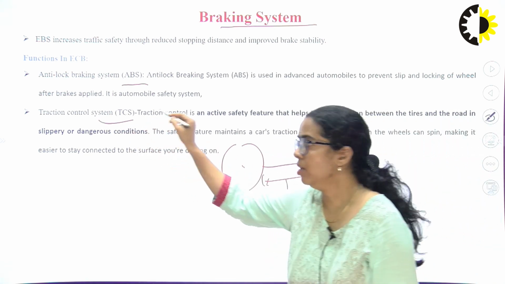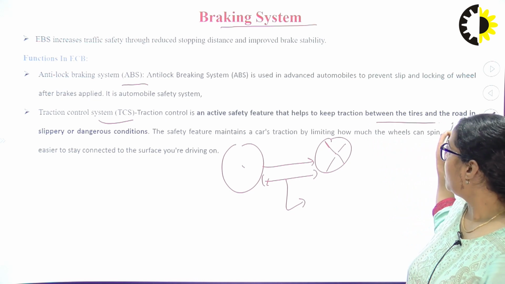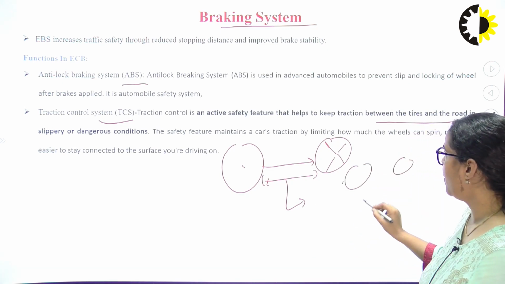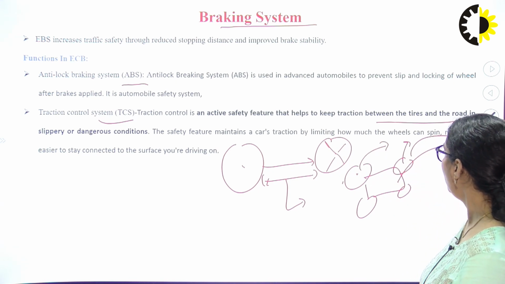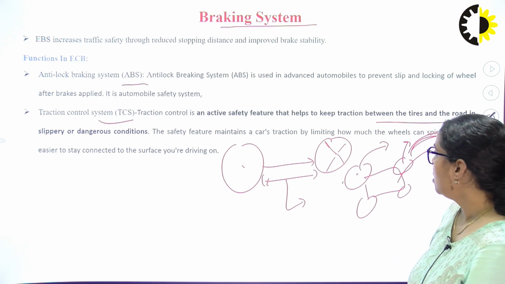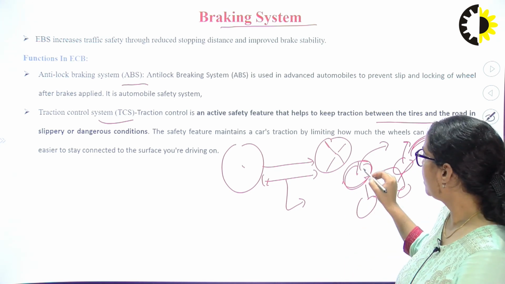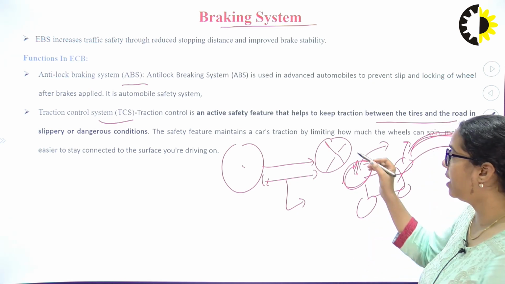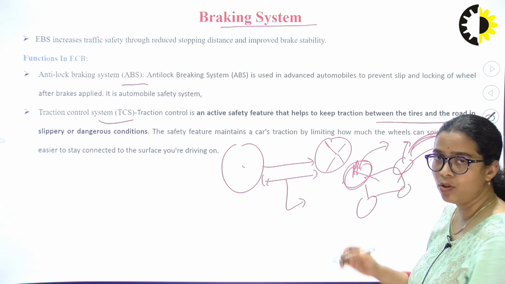Next is the traction control system. Traction control is an active safety feature that helps to keep traction between the tires and the road in slippery or dangerous conditions. There are 4 wheels on any vehicle, and during rolling all wheels must roll along a similar curve and along the road with similar speed. But sometimes some of the wheels stop rolling and perform a slipping action. To prevent this, we improve the system by applying traction control, which cuts down the particular individual wheel that shows slipping.